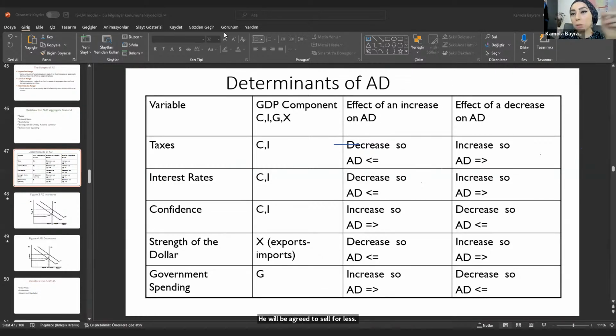You can also rewatch our video from the beginning, where we already explained this topic on substitute goods, and the shifters of the demand curve.